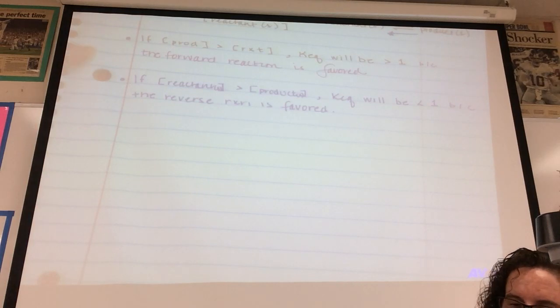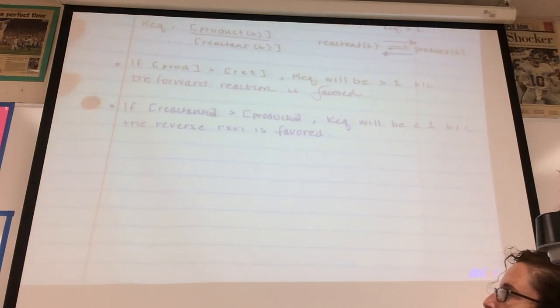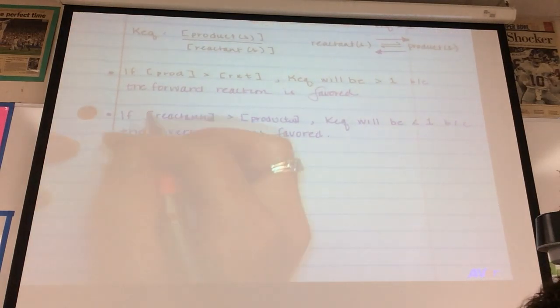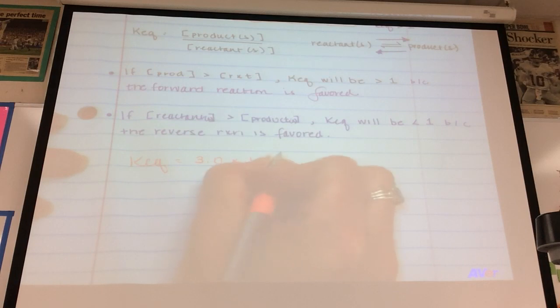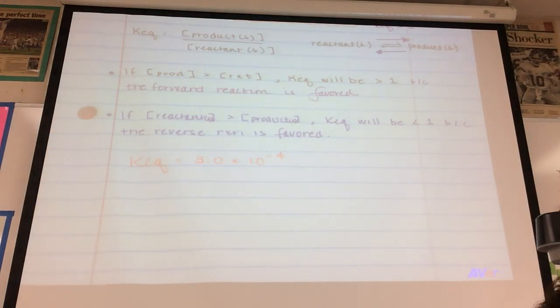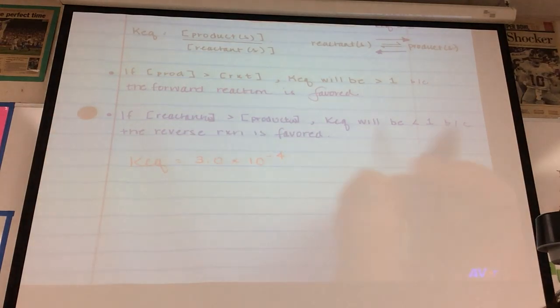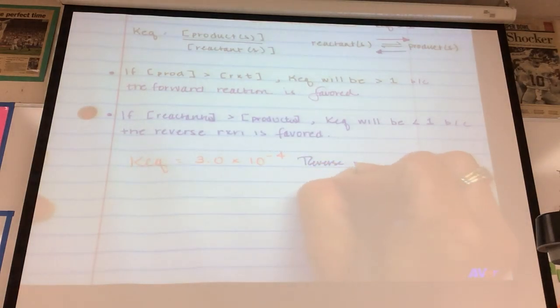Let's say, for example, that you had a KEQ value of 3.0 times 10 to the negative 4. Would the forward or reverse reaction be favored? Reverse. So here the reverse reaction is favored because KEQ is less than 1.